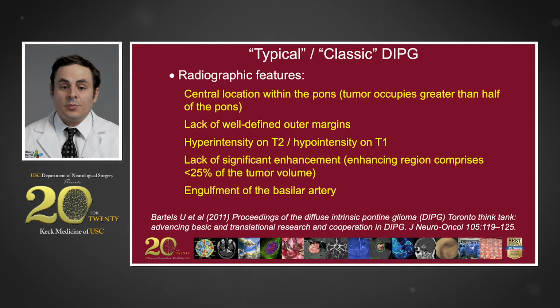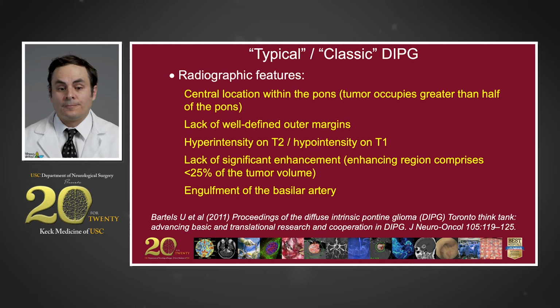Certain typical or classic radiographic features include a central location of the mass within the pons, where the tumor itself occupies greater than half of the pons itself, a lack of well-defined outer margins, hyperintensity on T2-weighted MRI and hypointensity on T1-weighted MRI, a lack of significant enhancement. There may be enhancement within the tumor, but the enhancing region itself comprises less than 25% of the tumor volume, and engulfment of the basilar artery.